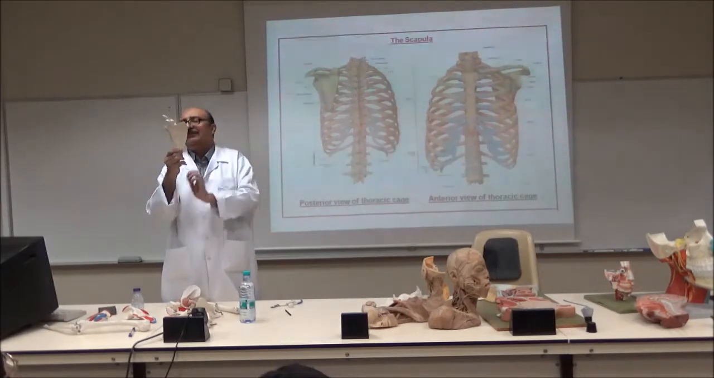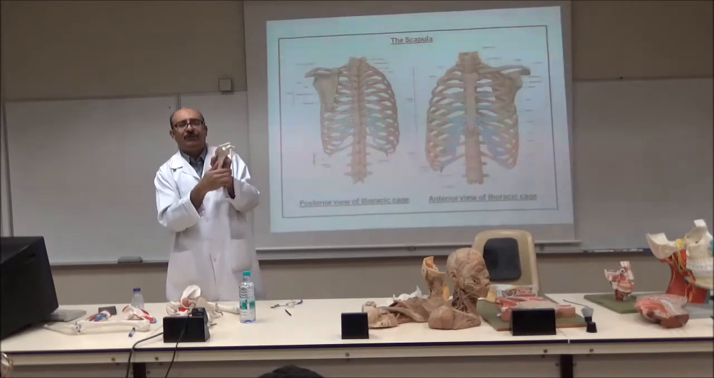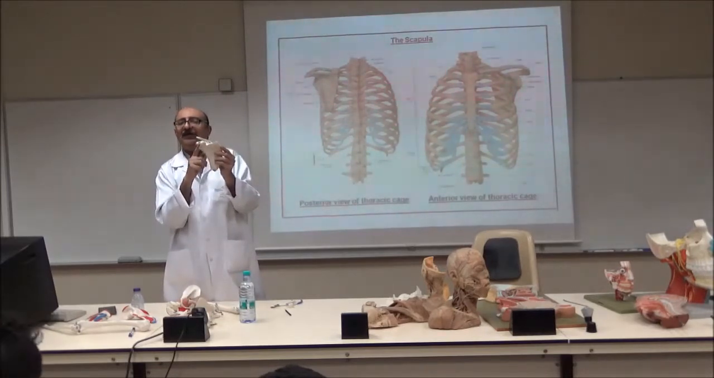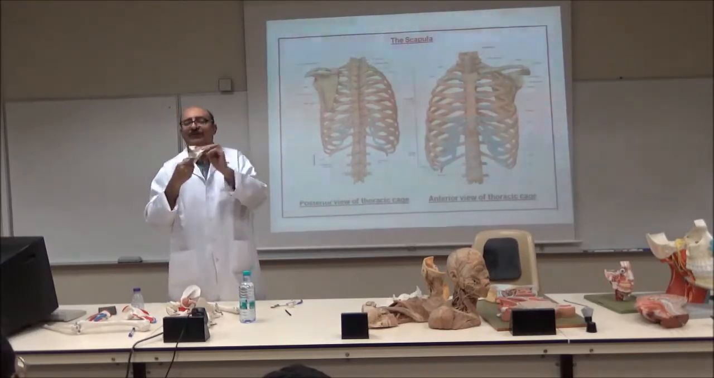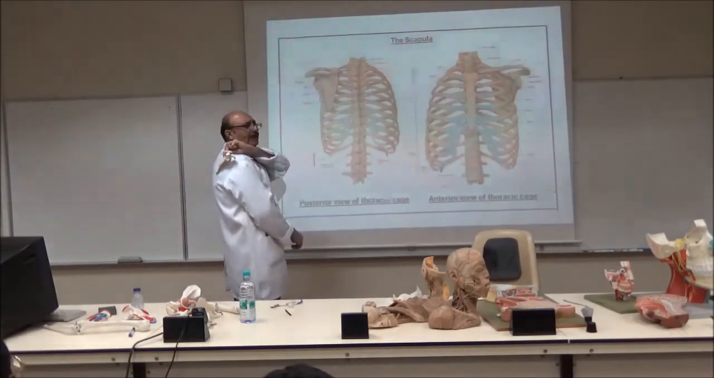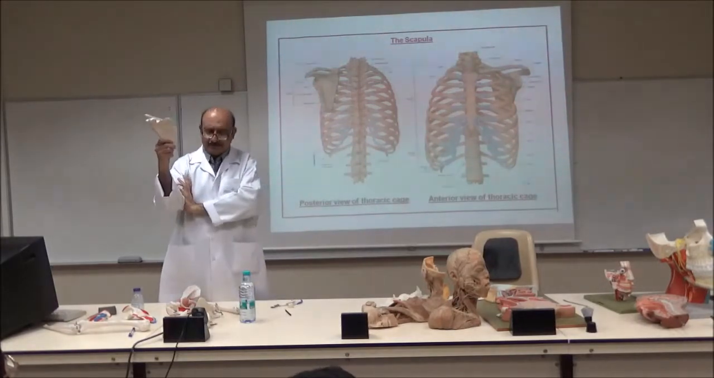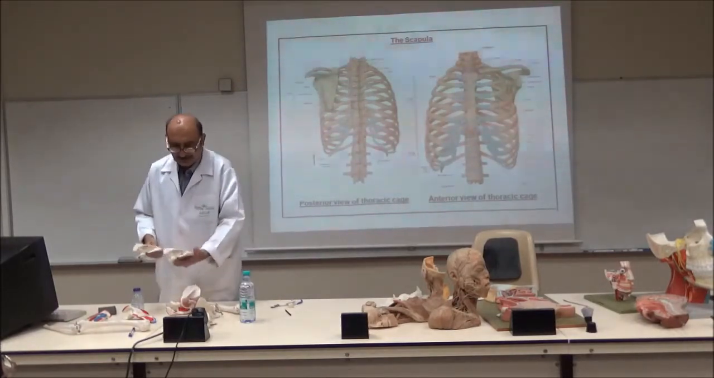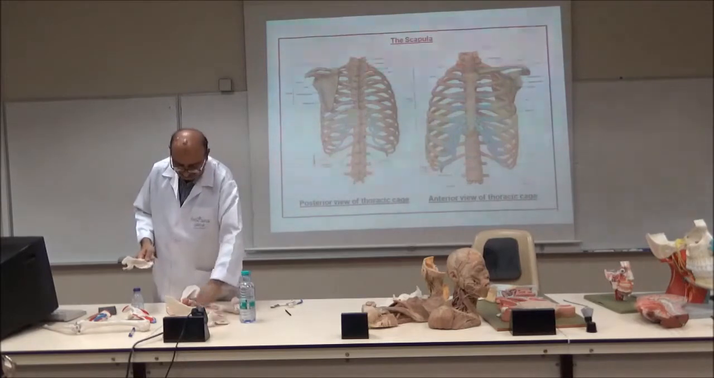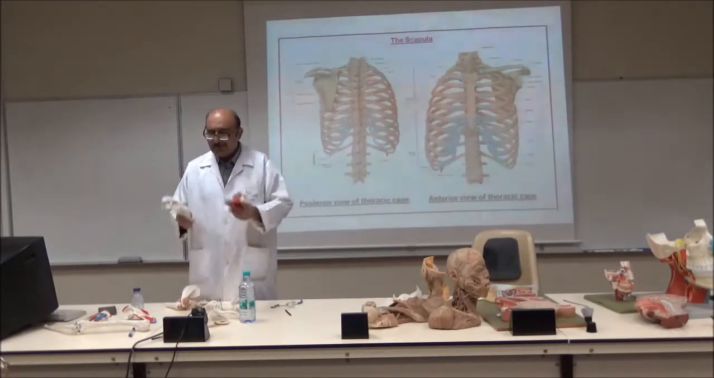So if I make it like this, the spine should go back and the glenoid cavity should face lateral. So this is the scapula from this side. Okay? So this is the right scapula. If I have a left scapula, I will do the same. See the two scapulae now.